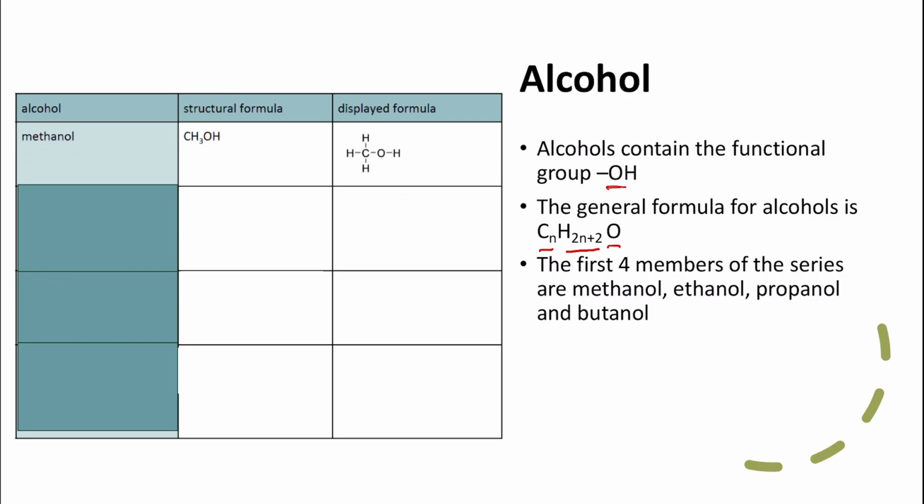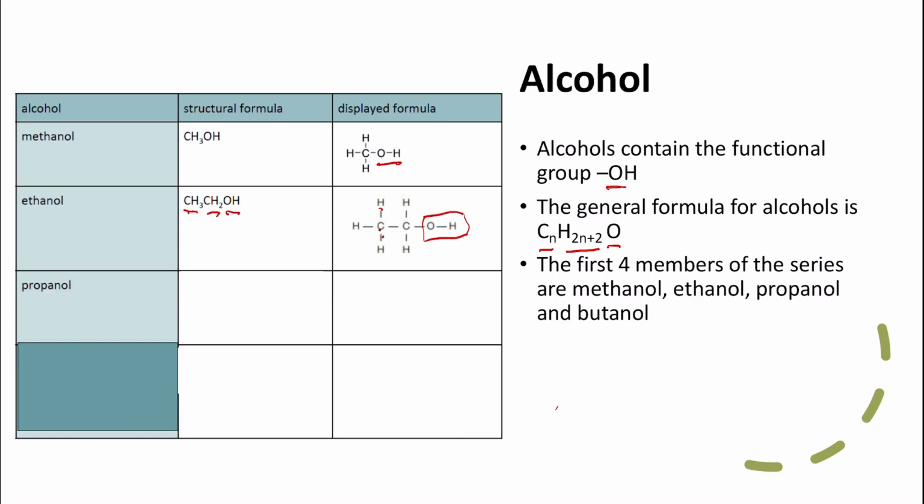In the displayed formula, we have the carbon attached to the OH, which is the functional group, and then three more hydrogens attached to the carbon. The second member is called ethanol. This has two carbon atoms, so it's CH3CH2OH. For the displayed formula, you draw the two carbon atoms with an OH attached to the terminal carbon atom, and then add the remaining hydrogens.